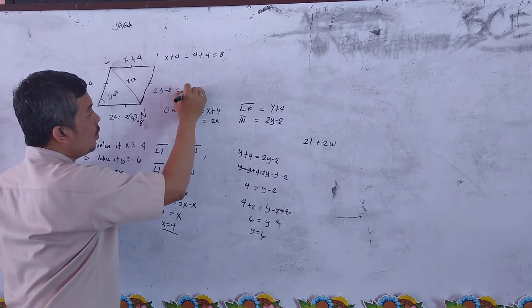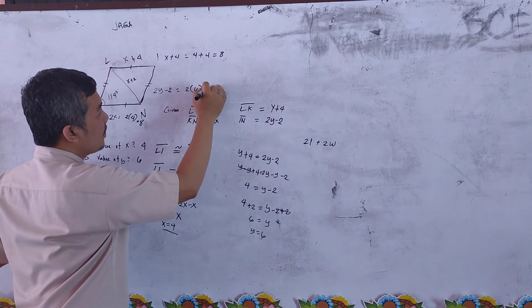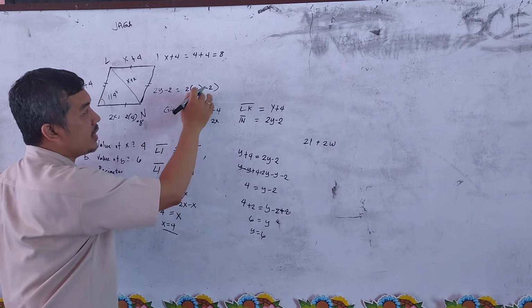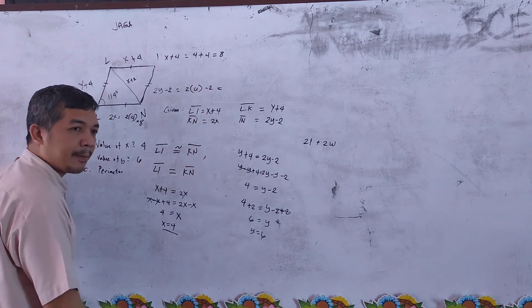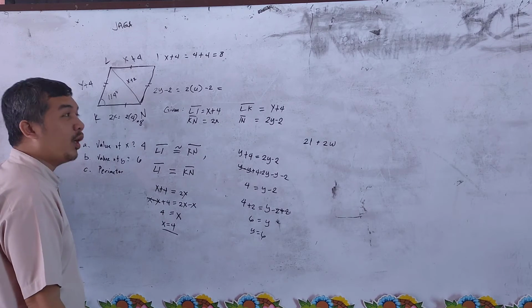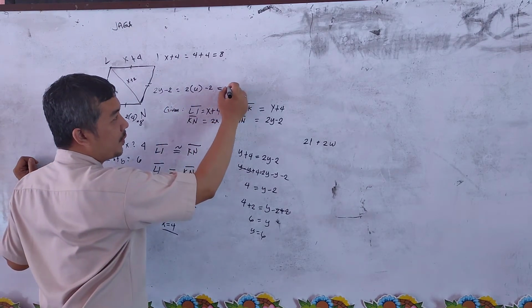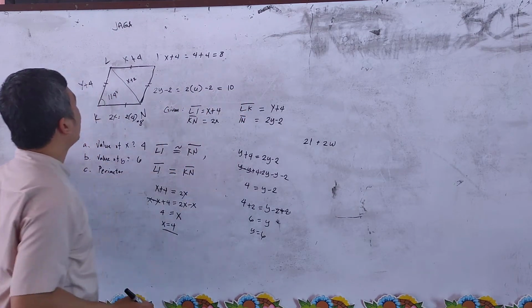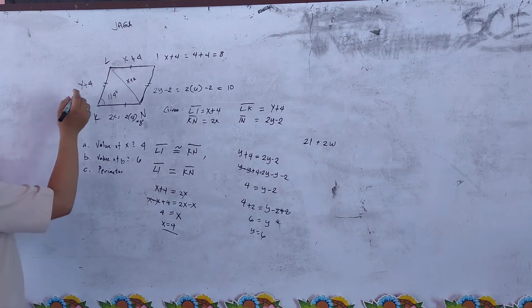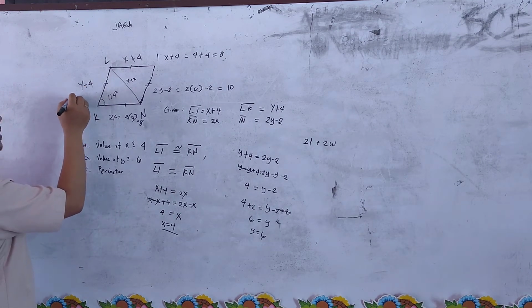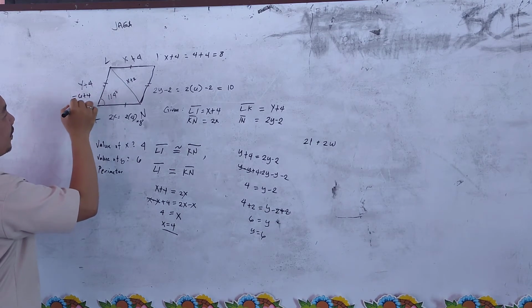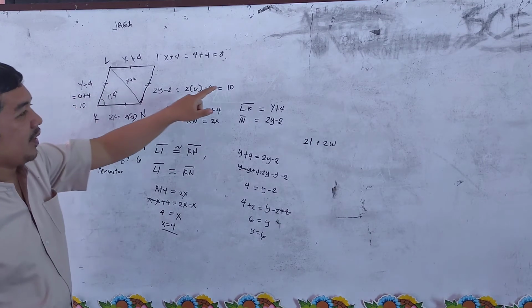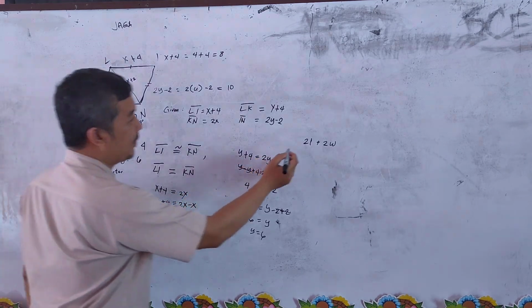Our y is 6. So this is 2 times 6 minus 2. 2 times 6 is ilan? Ilan ang 2 times 6? 12 minus 2. We have 10. Y plus 4 is equals to 6 plus 4 equals to 10. So parehas ang sukat. You just add.